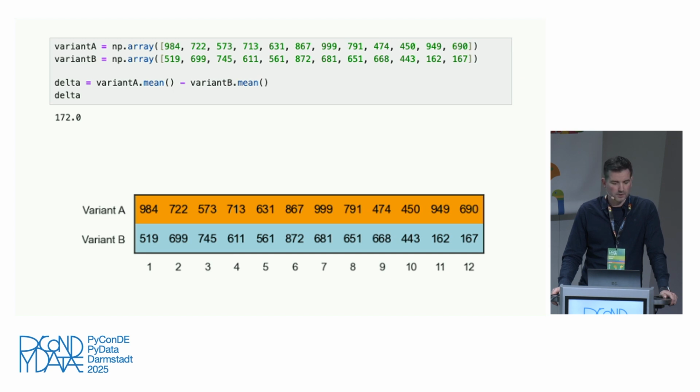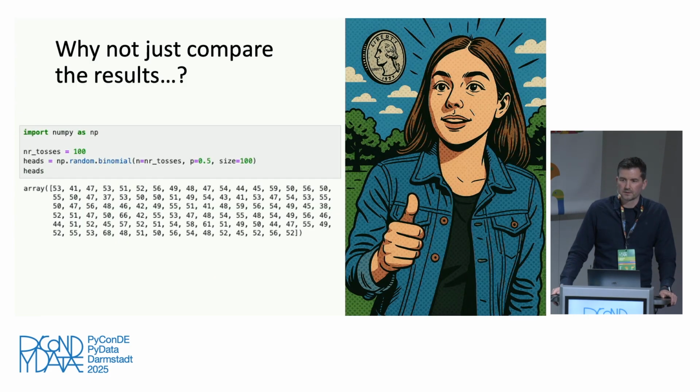And like 172 basically less in variant B. So now the question is, is this big enough? And you might look at the numbers and say, actually, considering all these numbers that I see, that might be big enough. But then, of course, this is not news. That might be just a bit too easy, right?